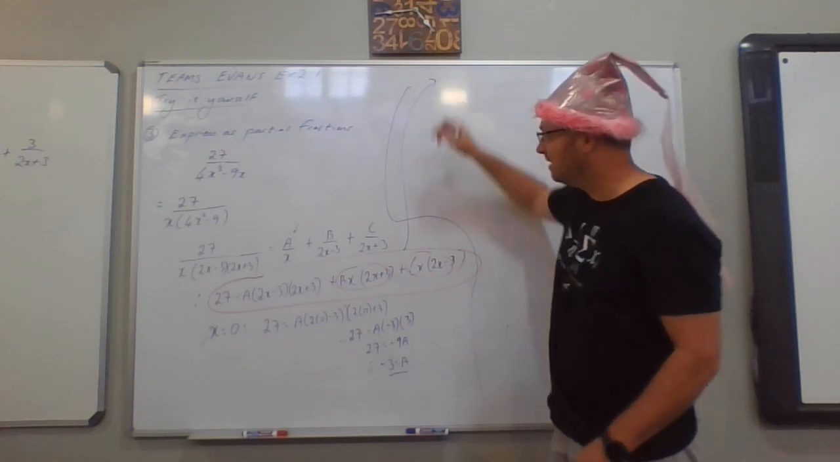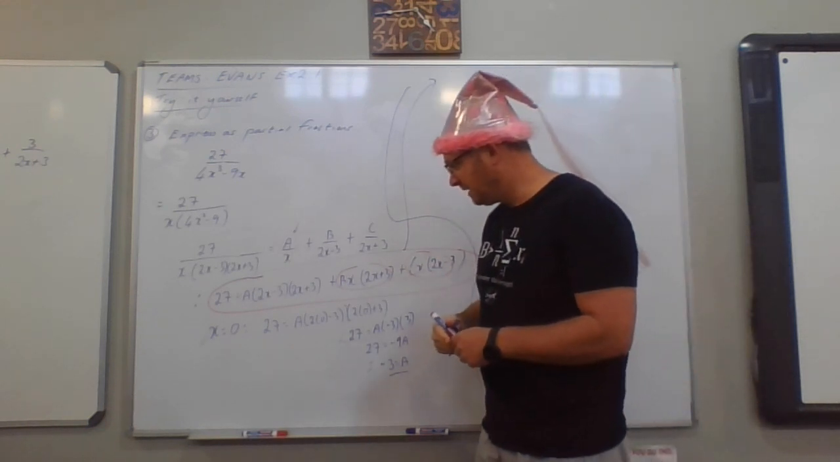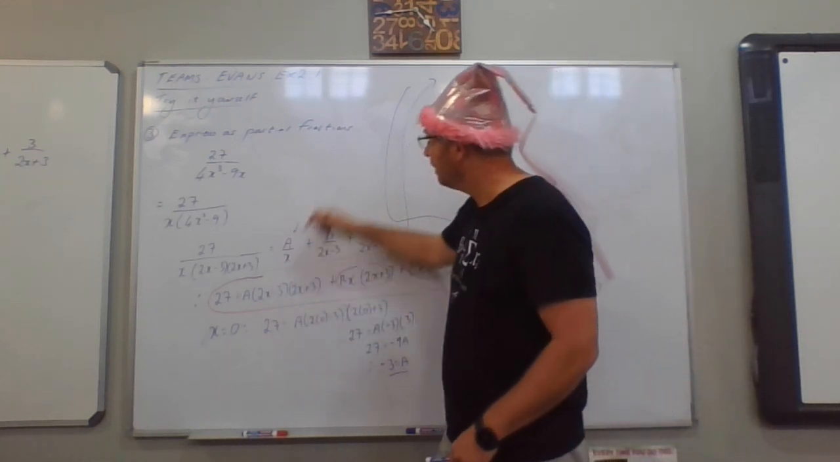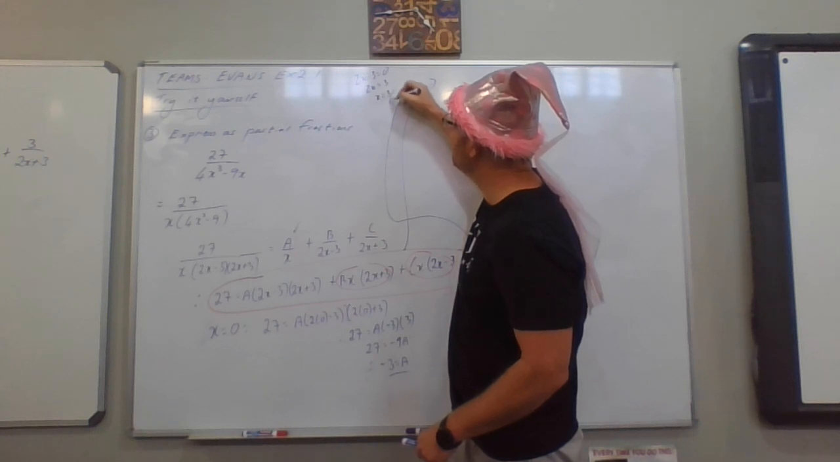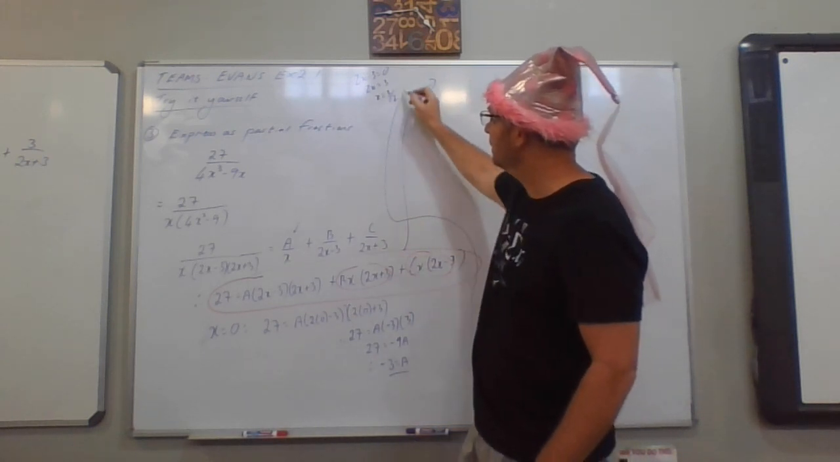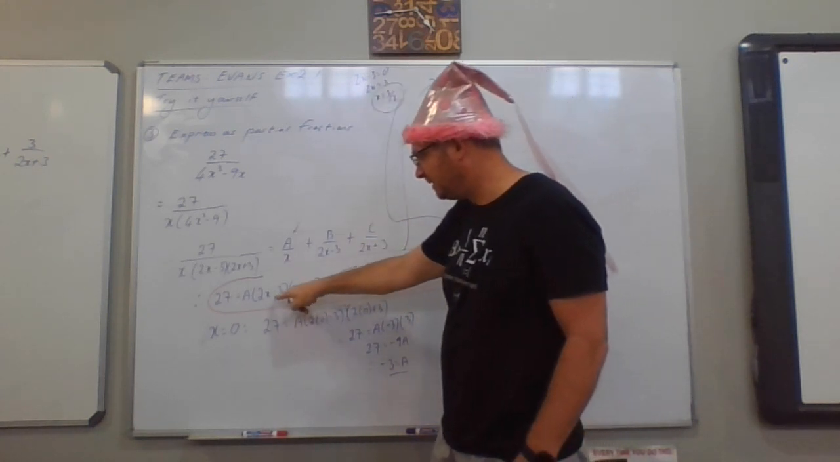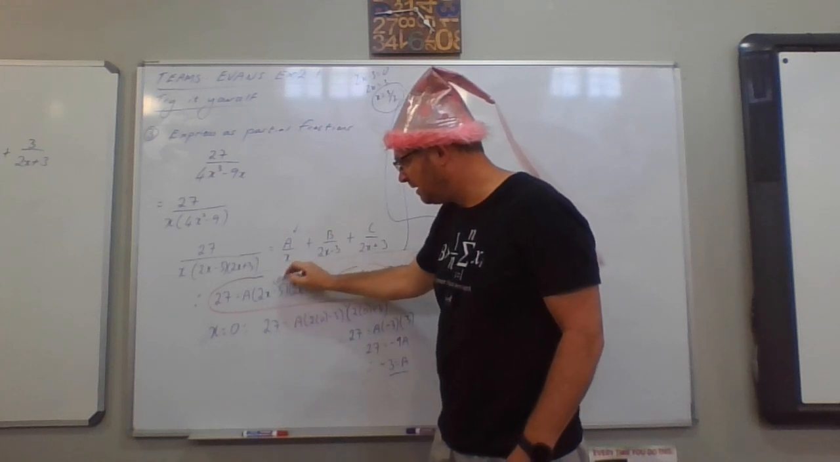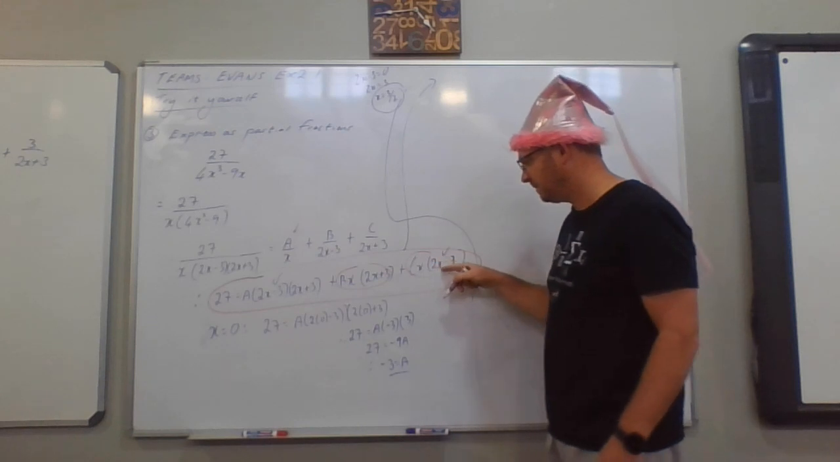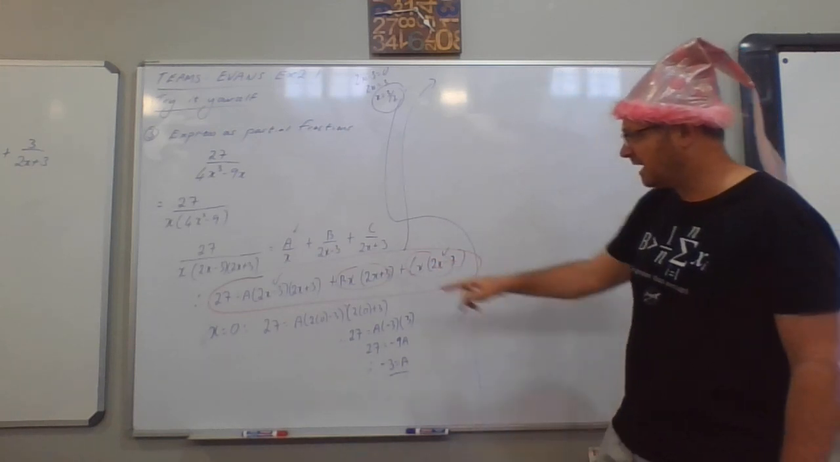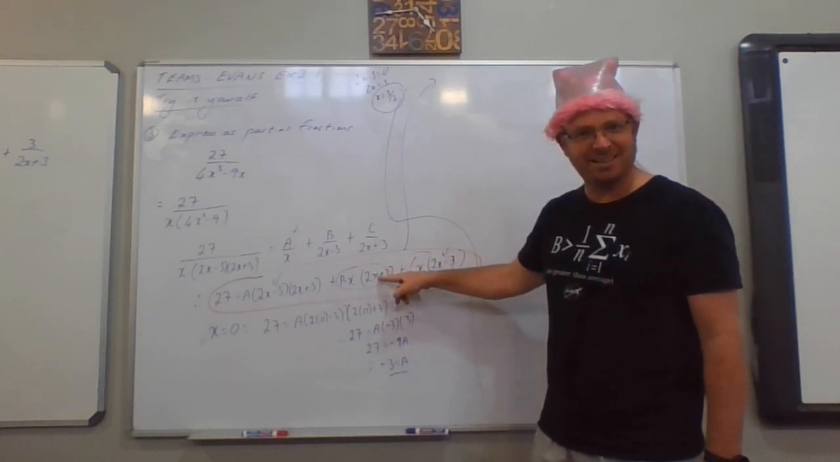Now, I need to sub in something else. Well, for 2x minus 3 to be equal to 0, 2x is equal to 3, so 3 over 2 is going to work. If I put x is equal to 3 over 2, then 2x minus 3, the term I'm looking for, will disappear, and it'll just leave me with that term over there.